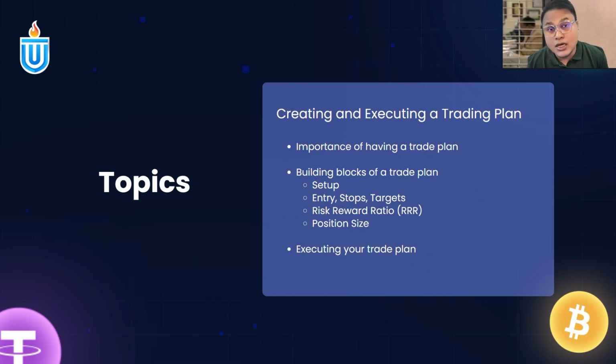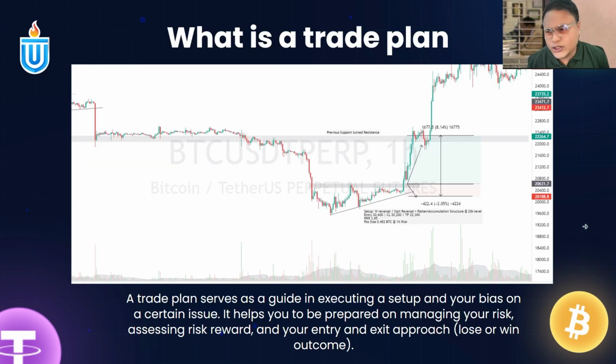Pangalawa, yung building blocks of a trade plan, which are the following, which is yung setup, entry, stops, and your targets mo, yung risk-reward ratio, and lastly, yung position size mo on that given trade plan. And lastly, didiscuss ko din on how to execute your trade plan. So, magde-demo ako ng mga real-time examples on how to establish or create a structured trade plan as well as executing it real-time. So, yun.